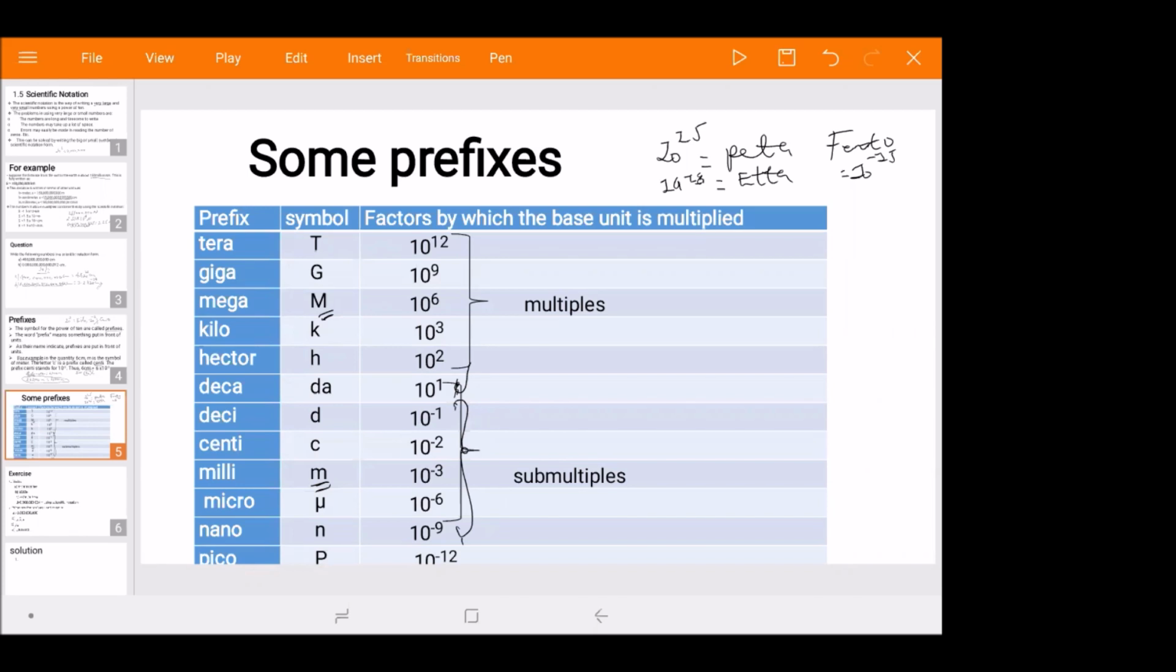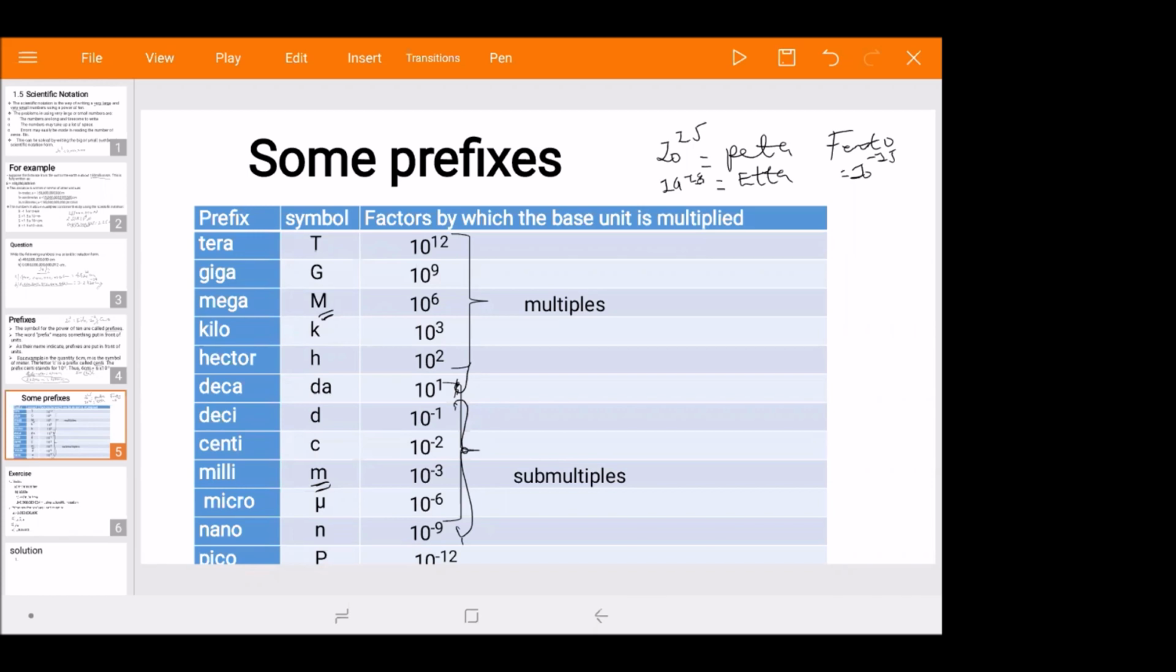So the symbols are: tera with capital T, giga, mega, kilo, hecto, deca, deci, centi, milli, micro, nano, pico, again femto, atto, and zepto, and so on. At the top again, peta, exa, yotta, and so on. They continue above and below. So these are what we call prefixes, and the factors by which the base unit is multiplied.